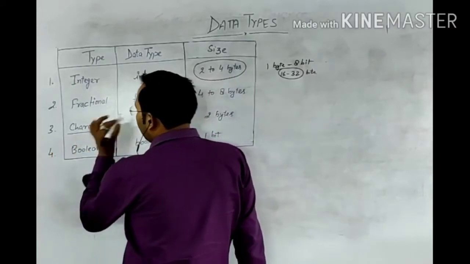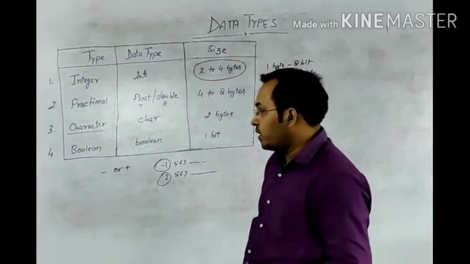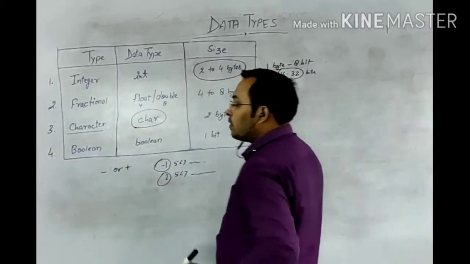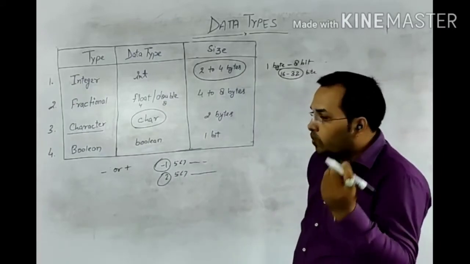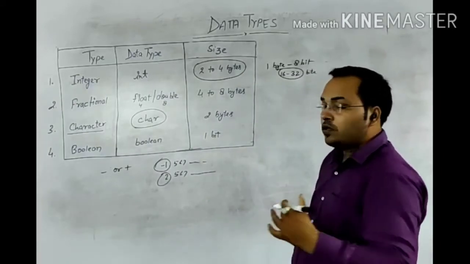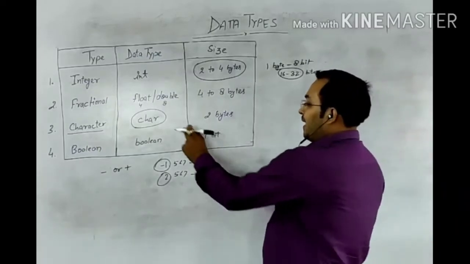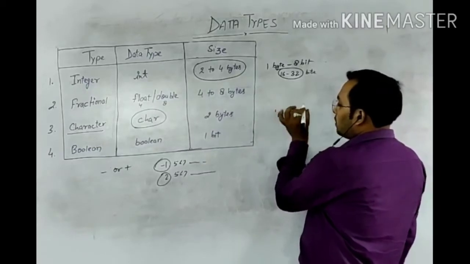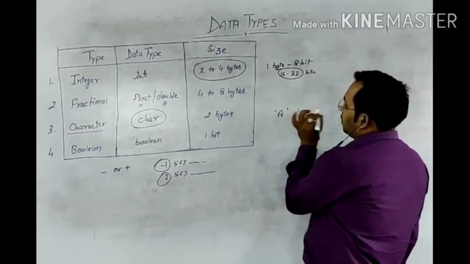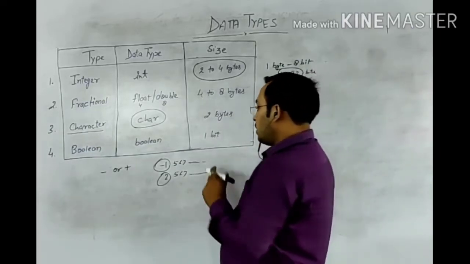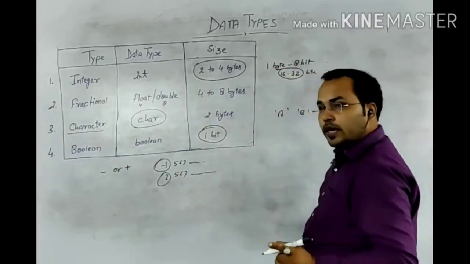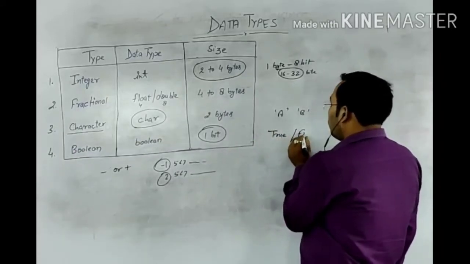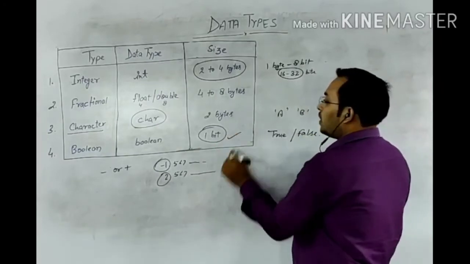Now the next one is character. In character, what is the data type for this? Char. Char is the short form for character, which we are going to use in our program. Char is basically 2 bytes, and it stores values in single quotes. Okay, in single quotes. Boolean is of only 1 bit. It will give you the answer in only true or false. So that's why it stores only 1 bit.